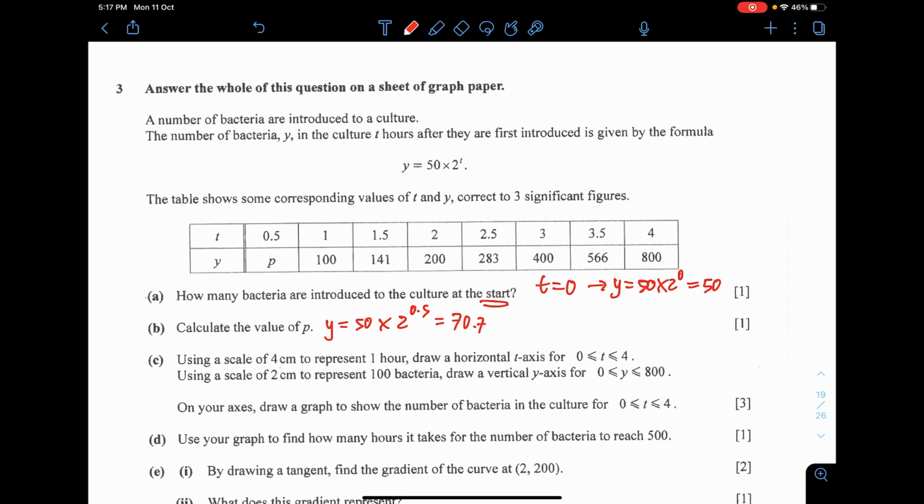The amount of bacteria. I don't know whether you can actually calculate the bacteria as decimals, but should we actually do a rounding? The question says corrected to 3SF. So if we stick with what they actually want you to write down, I just put 70.7. The question directs you to do that, right? So might as well do that. Alright, so question C.